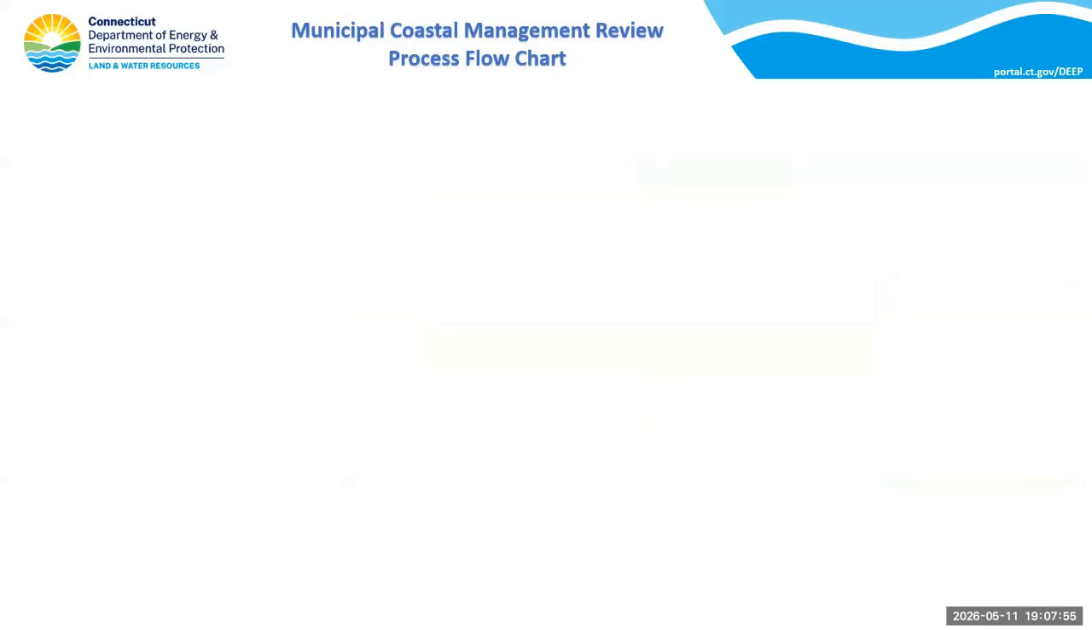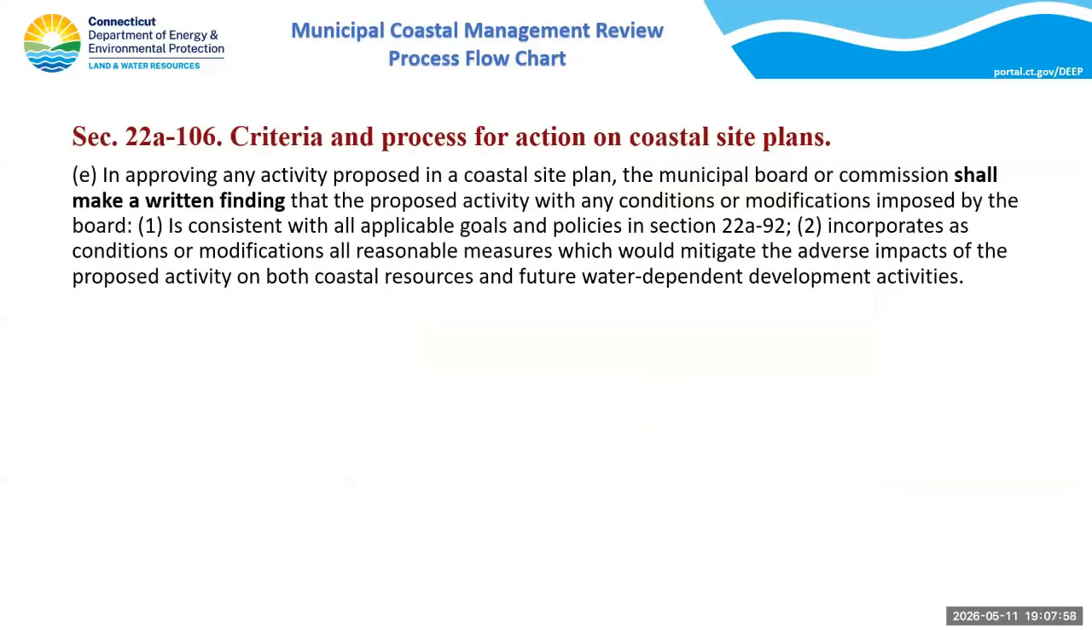Let's go into a little bit of information about those. Section 22A-106, the criteria and process for action on coastal site plans, outlines that when the commission or board approves any activity on a coastal site plan, they shall make a written finding that the proposed activity with any conditions or modifications imposed by the board is consistent with all goals and policies of the CCMA, or incorporates as conditions or modifications all reasonable measures which would mitigate adverse impacts and secure compliance with the Coastal Management Act.